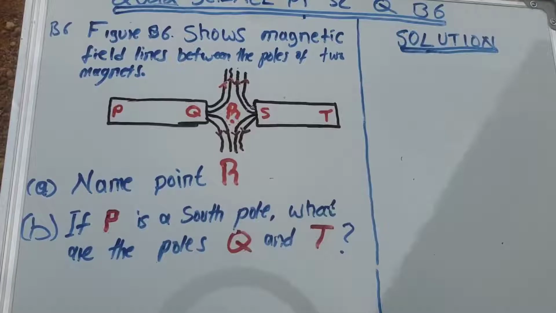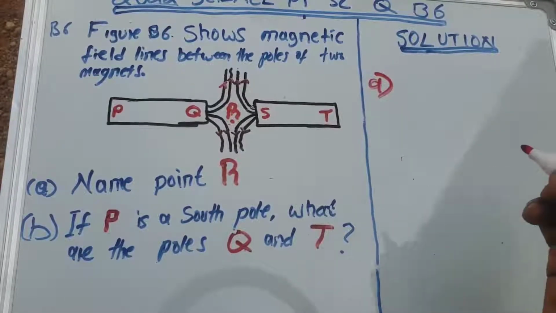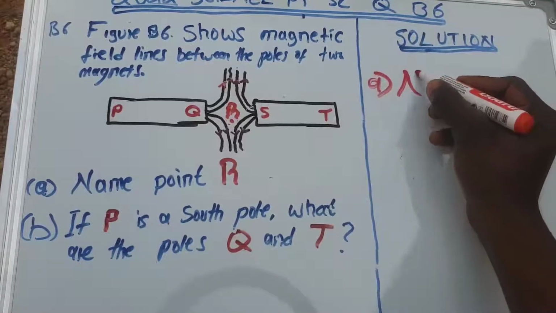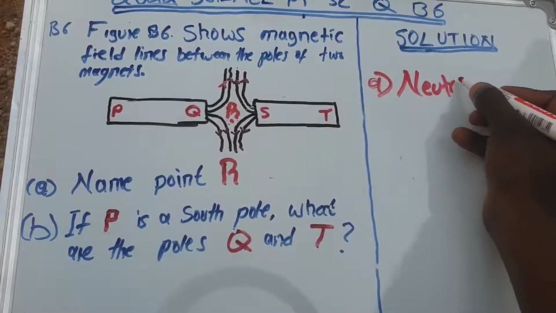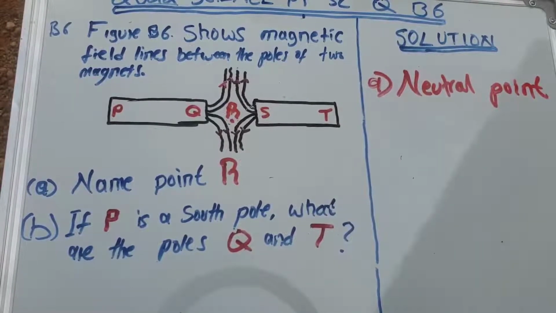So question A reads, name point R. So now what is point R? Point R in A, we call it a neutral point. This is a neutral point. So A is a neutral point. A neutral point is a point between the two magnets that are repelling each other.